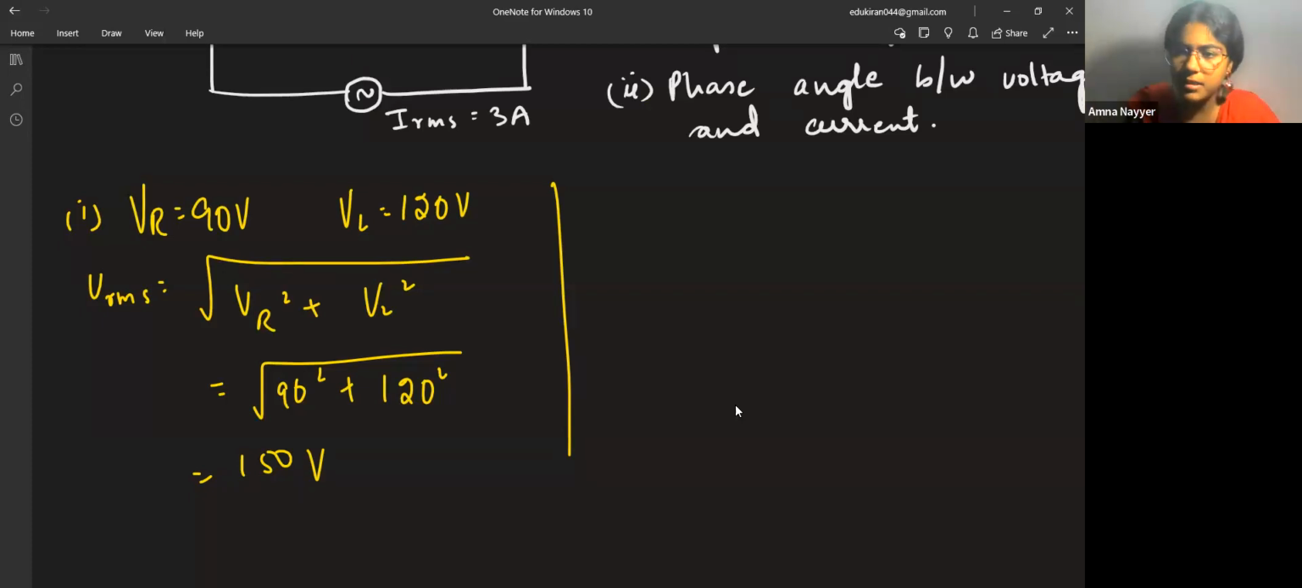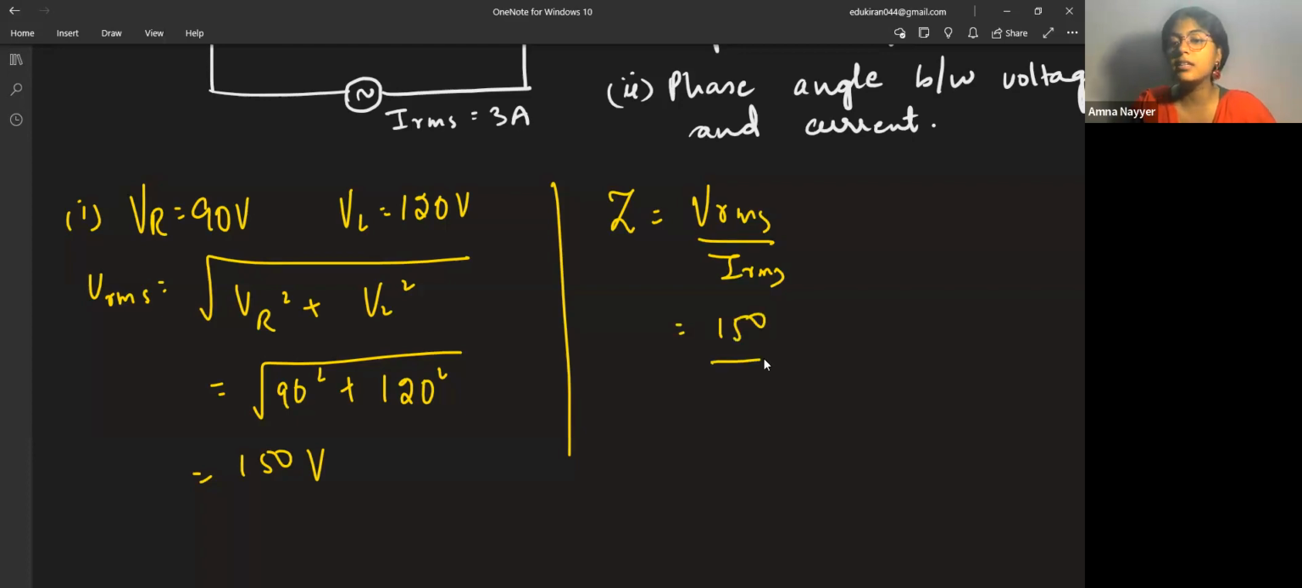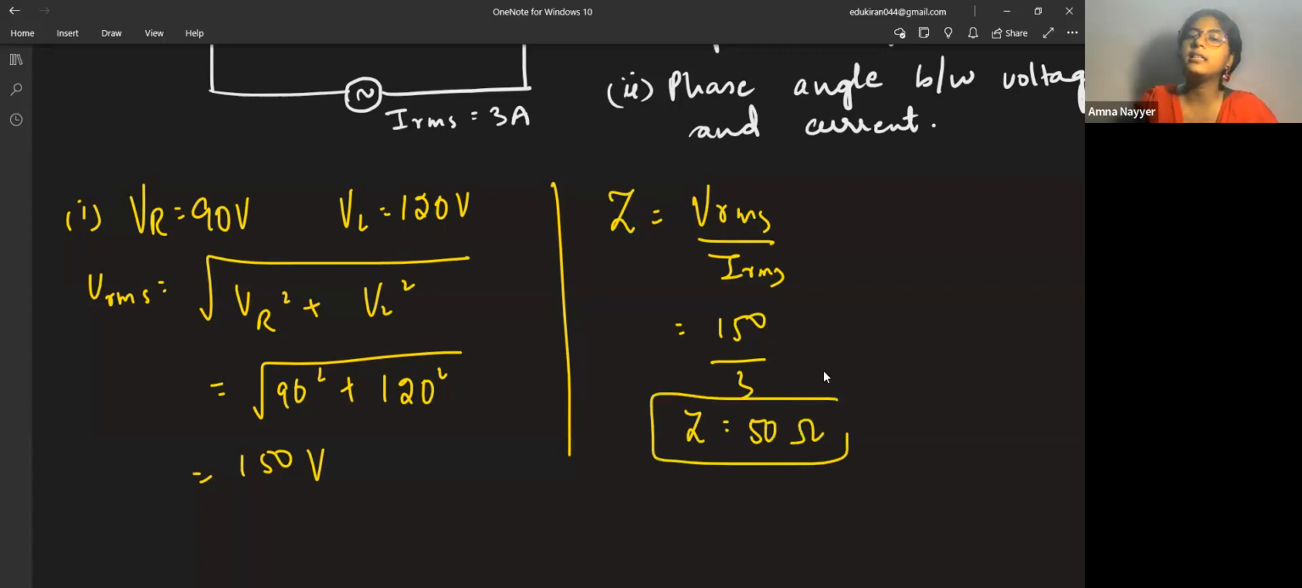We have VRMS, we have IRMS. How do we calculate impedance? Impedance or resistance is actually equal to VRMS divided by IRMS. VRMS is 150, current is given, that is 3. So your impedance will be 50 ohms.